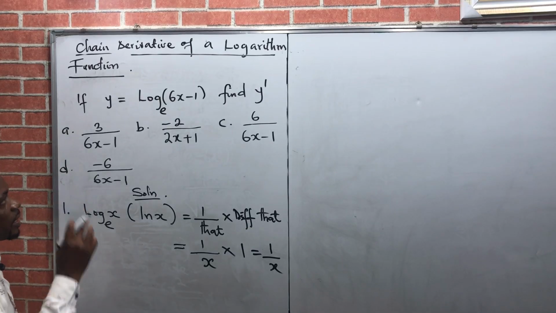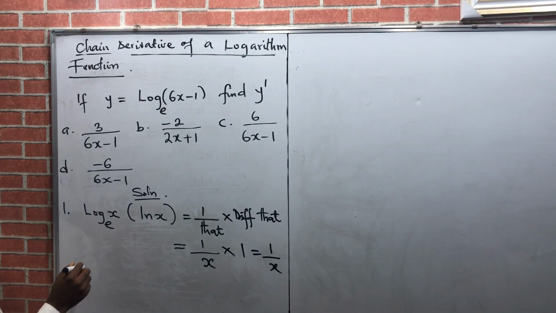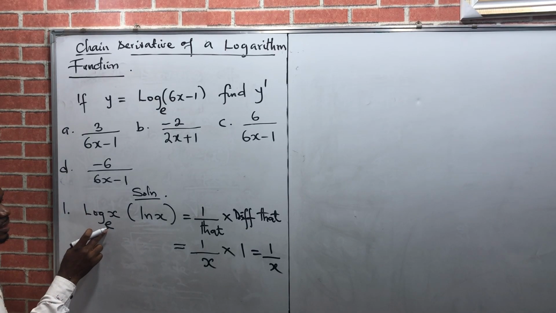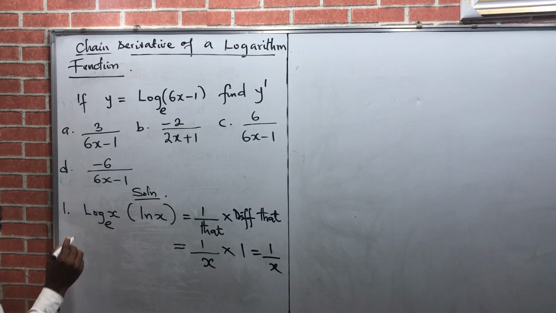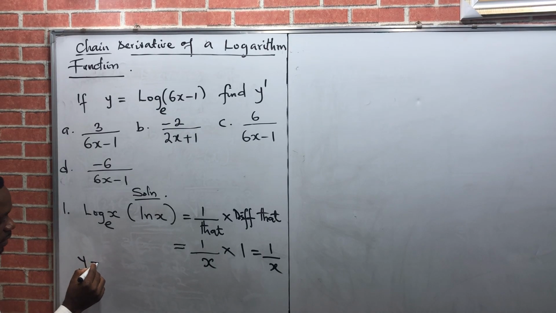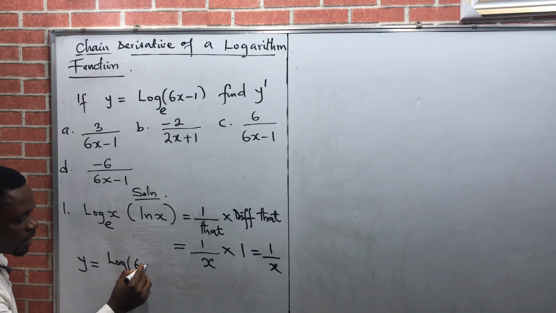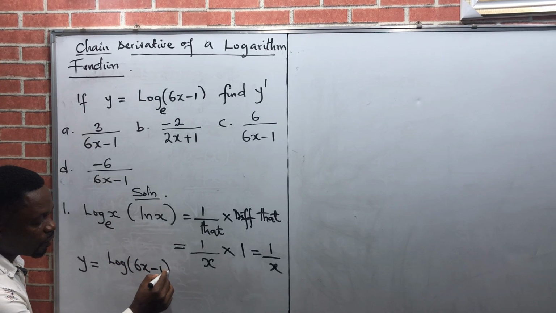So now, let's get to the question. I want you to observe it. Now, in as much as it is a natural log, can we look at this? y is equal to log of 6x minus 1. Are you there?